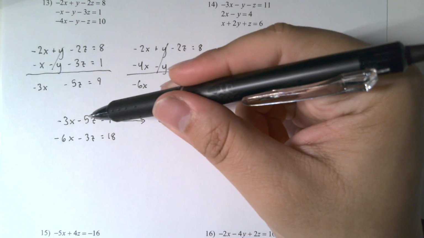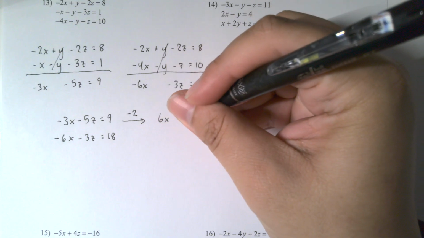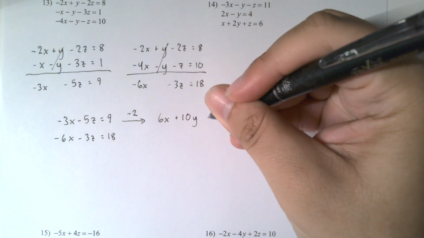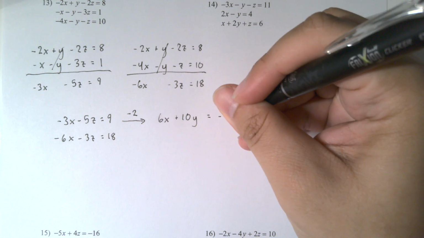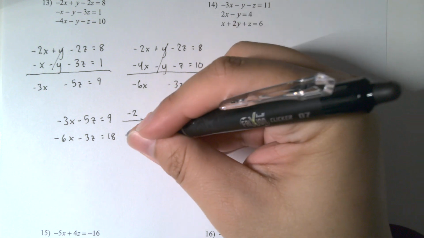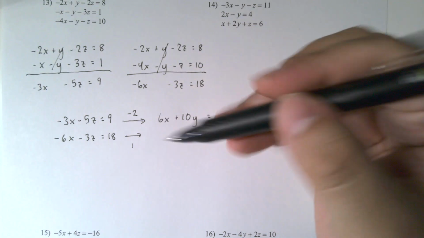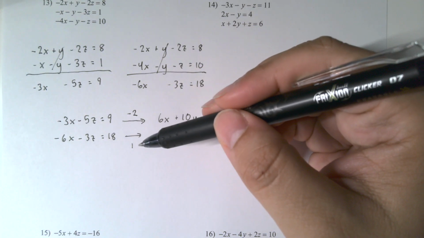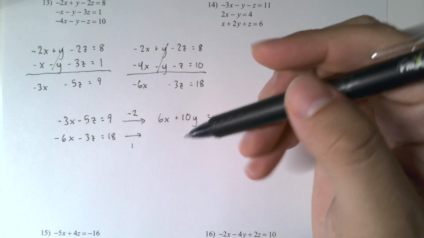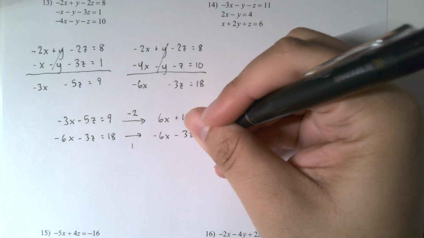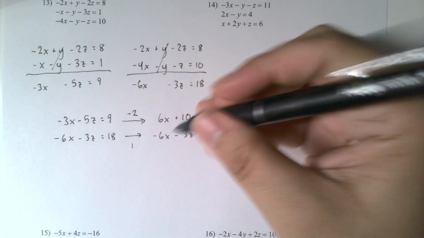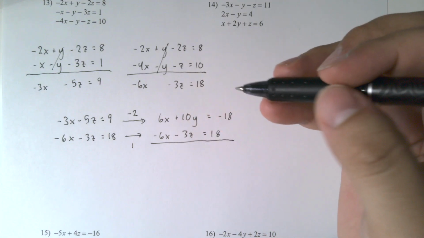So we'll do negative 5 times negative 2. It's going to be 10y, and then we have 9 times negative 2, and that's going to be negative 18. Now, if we keep the bottom equation the same, I just denote that using a little arrow with the 1, because anything times 1 is going to be itself, right? So, multiplying everything by 1, in other words, just keeping everything the same. And let's see what we get here.